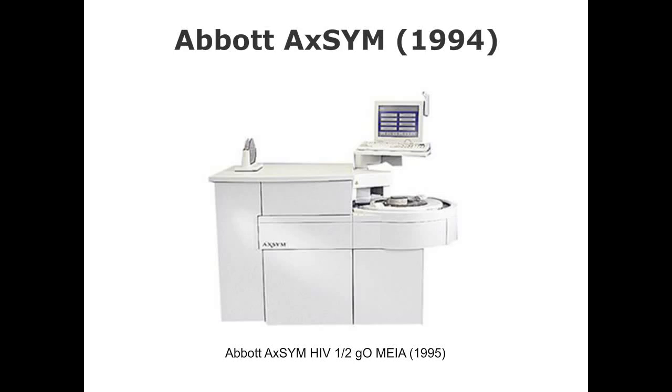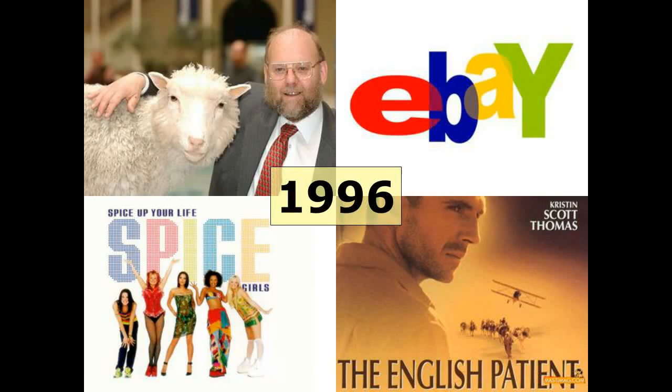This was also the year when the Abbott AxSYM, one of my favorite machines, was launched, where 1 year later the first HIV 1 and 2 ELISA was launched on this automated platform. This was also the year when Peter Piot became the president of UNAIDS, a position he held from 1995 to 2008, really putting a major effort into curtailing the HIV epidemic.